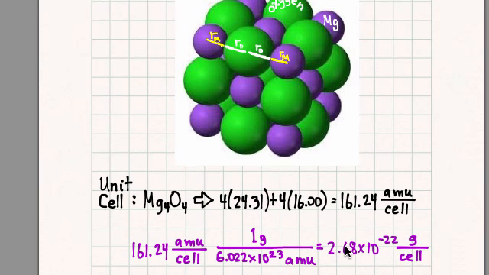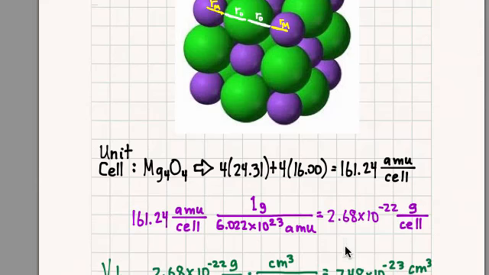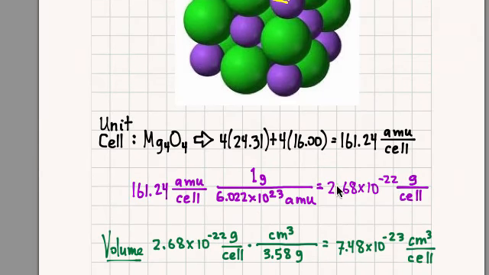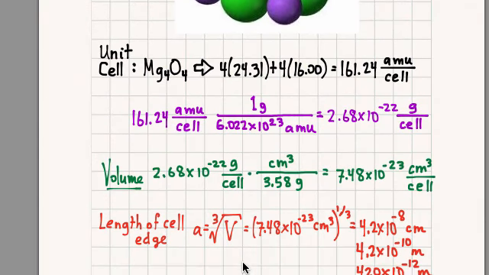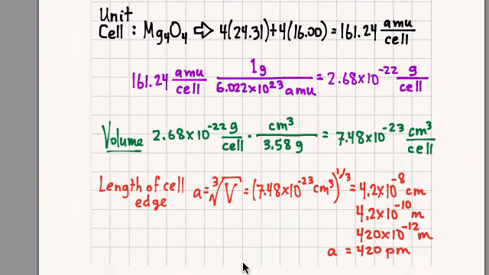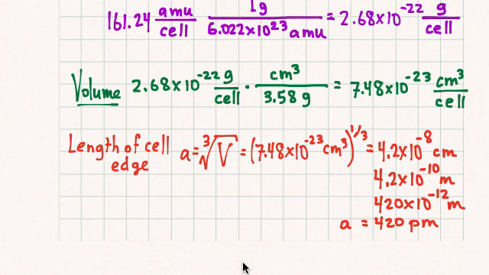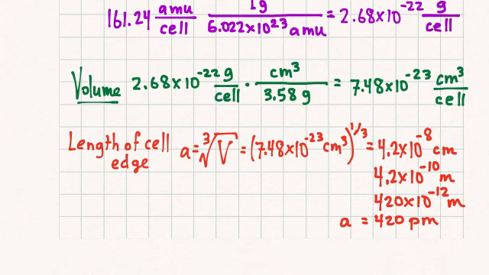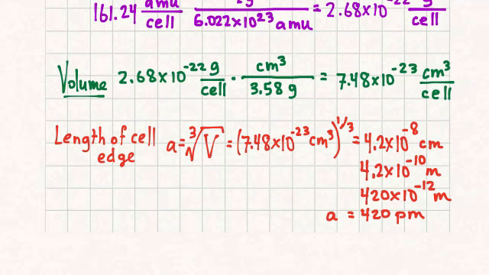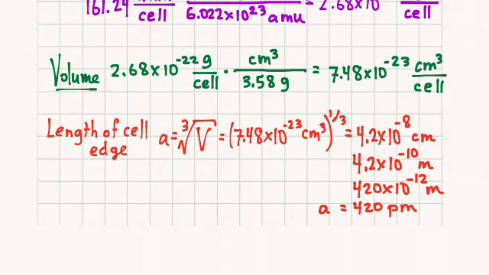That cell right there we're looking at has this mass. The volume would be, therefore, since I know the density, I take that grams per cell and change it into cubic centimeters per cell, because they told me the 3.58 grams per milliliter. Interesting. The grams cancel, leaving me with cubic centimeters for the volume of a cell. Then I take the cube root of that to find the length of one side of one cell, 420 picometers.